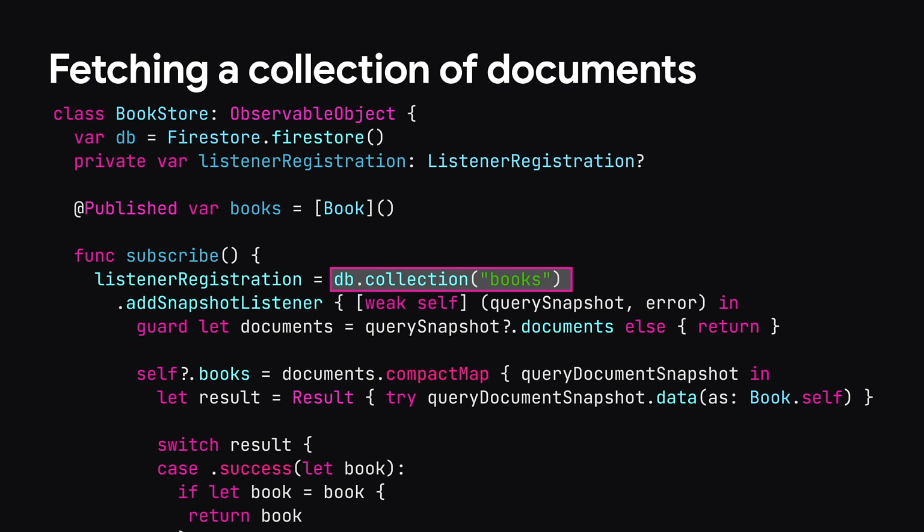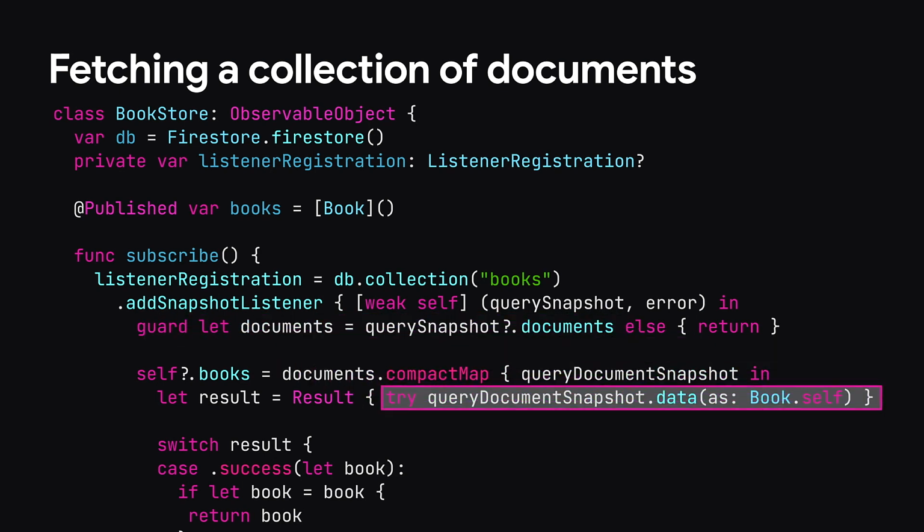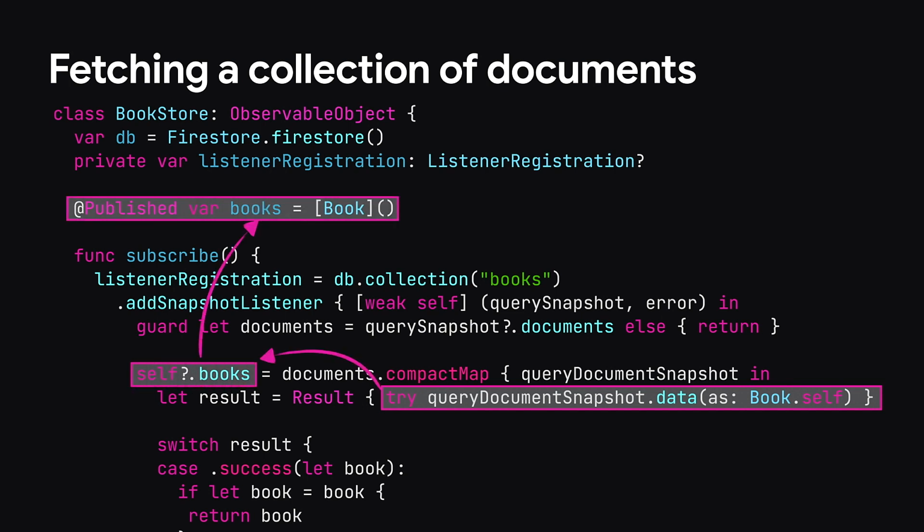So let's first get the Firebase collection that contains all the books, and then register a snapshot listener. This will allow us to receive updates as there are changes on this collection. And whenever there are updates, the snapshot listener will fire and call this closure. Inside the closure, we receive the documents from the snapshot. And then over here, we map the documents using Codable and assign them to the published property. And that means every update we receive from Firestore will be reflected in the UI.